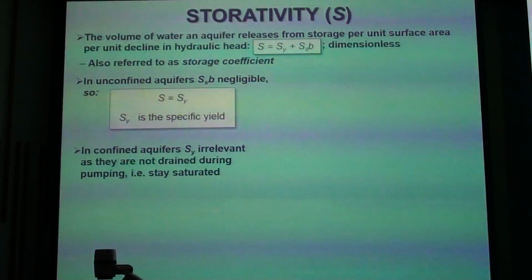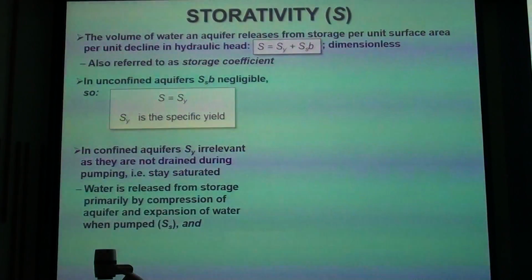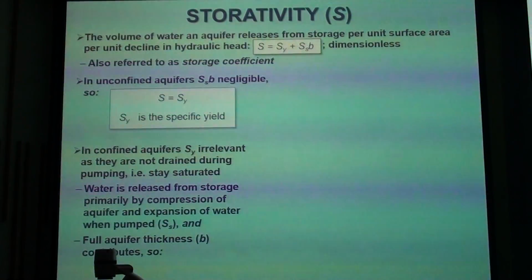The confined aquifer, this term is irrelevant because of course you don't drain the aquifer under gravity, the aquifer stays saturated. So the only component of the storativity that's acting this time is your specific storage, that elastic component. Okay. So the water is released from storage by compression of the aquifer and expansion of the water when pumped, specific storage. The full aquifer thickness contributes though, okay, and so you need to multiply your Ss by b in metres to get the value of storativity for your aquifer.